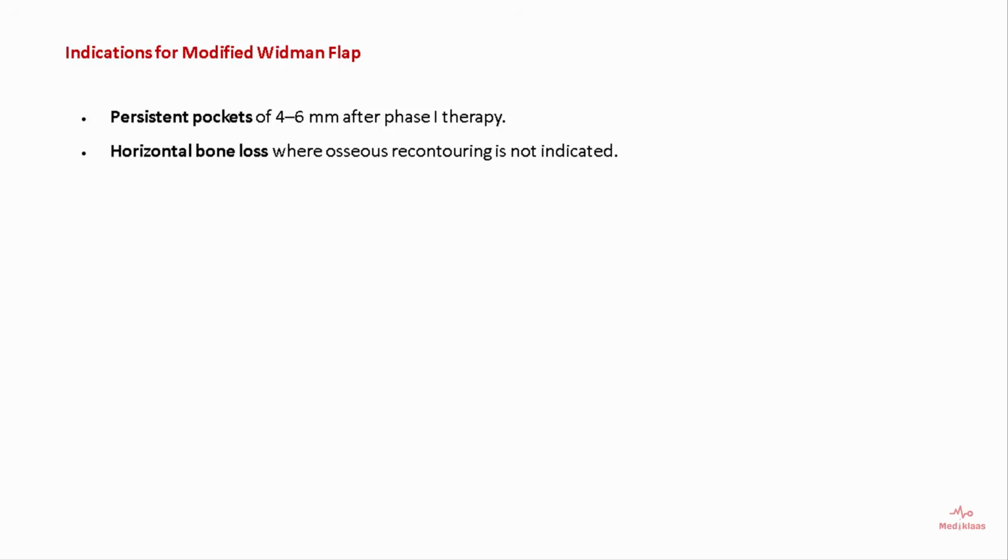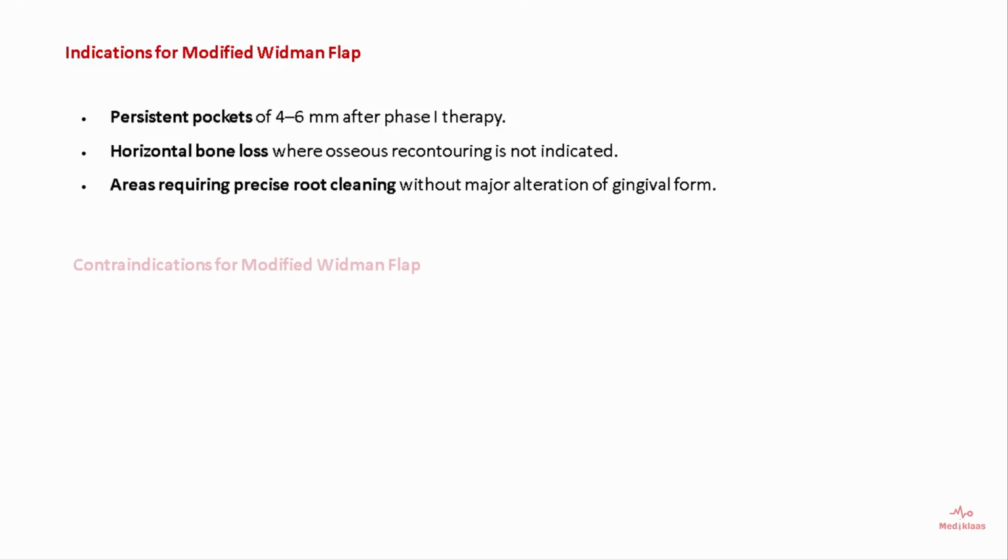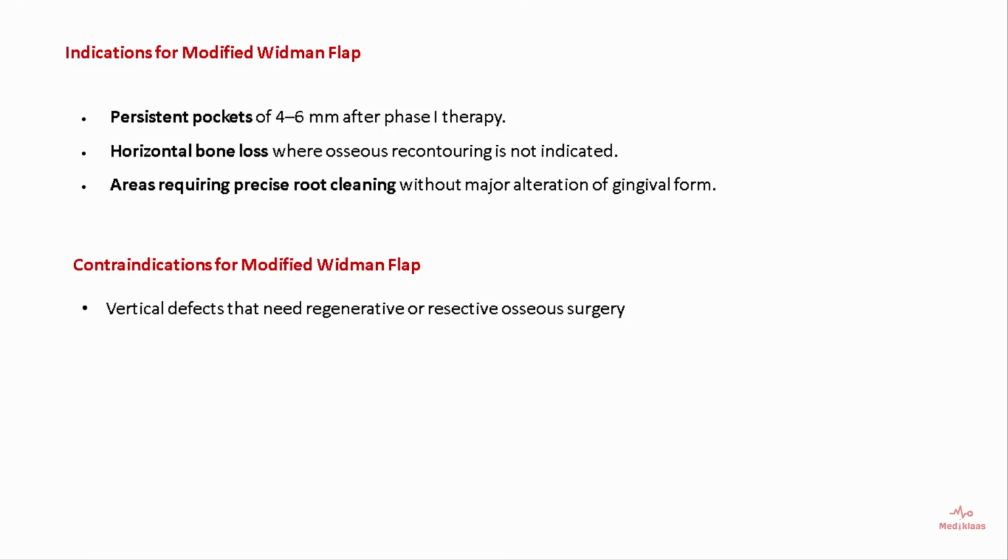Indications of Modified Widman Flap are: it can be performed in persistent pockets of 4 to 6 mm after phase 1 therapy, horizontal bone loss where osseous recontouring is not indicated, and areas which require precise root cleaning without major alteration of the gingival form. It is contraindicated in conditions like vertical defects that need regenerative or resective osseous surgery, and pockets with inadequate width of attached gingiva.